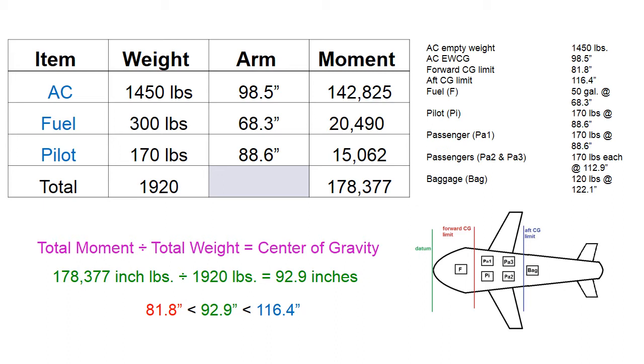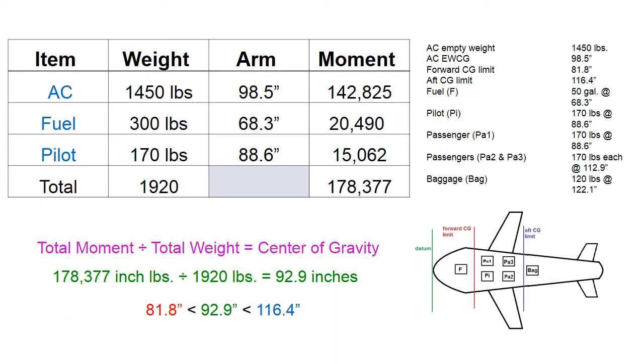Because the fuel tank is ahead of the forward CG limit and we are conducting a forward CG check, we must fill the fuel tank to capacity. With a capacity of 50 gallons and aviation fuel weighing 6 pounds per gallon, we have a total weight for fuel of 300 pounds at 68.3 inches.